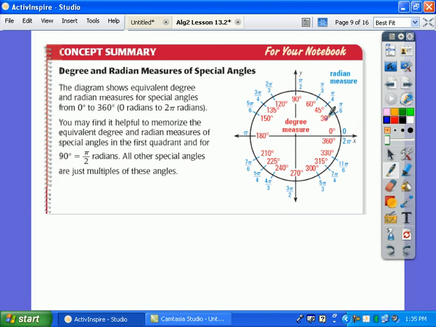And really, I'm going to ask you to memorize this, but it's not as bad as it seems because, number one, if you know the conversion factors, you're all right. And number two, all you really have to do is memorize the first quadrant, and now you can use these values to find all of the other ones.